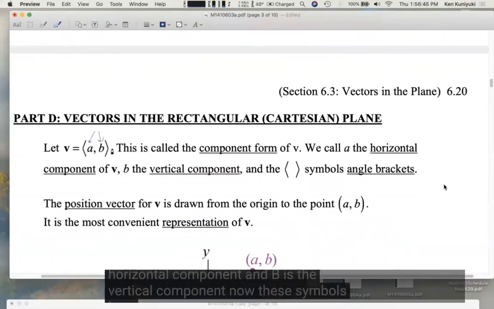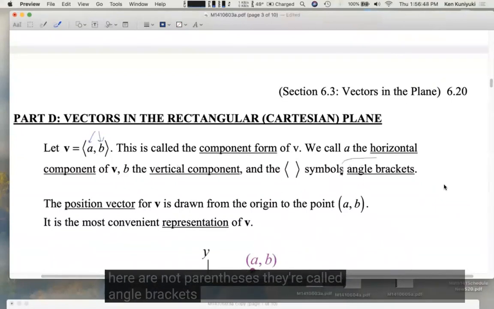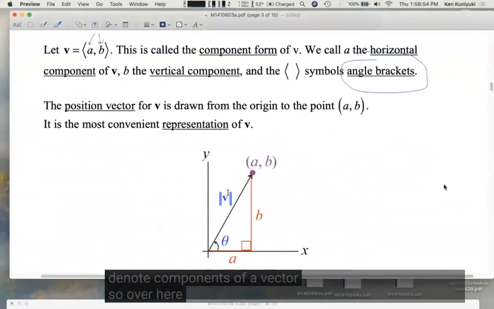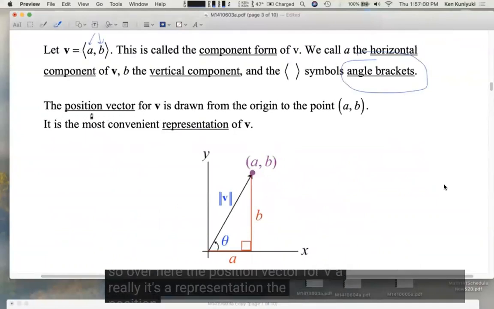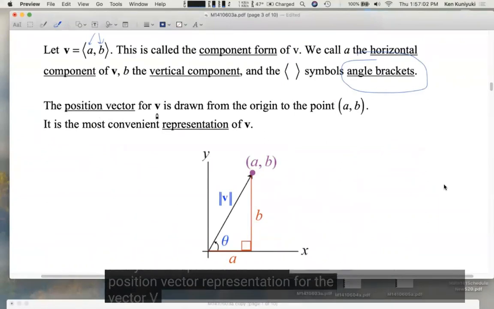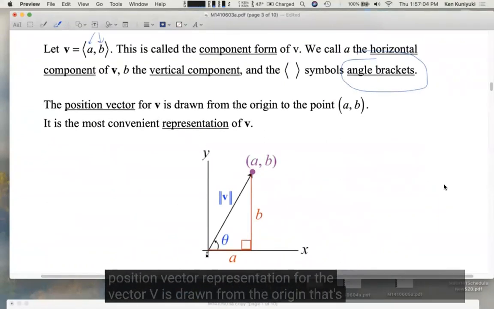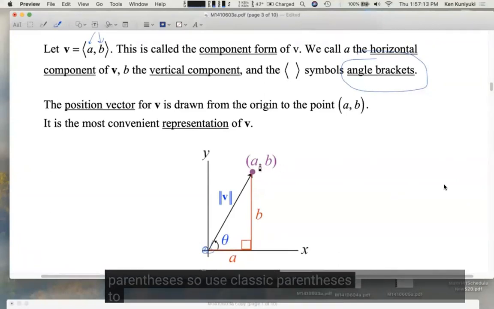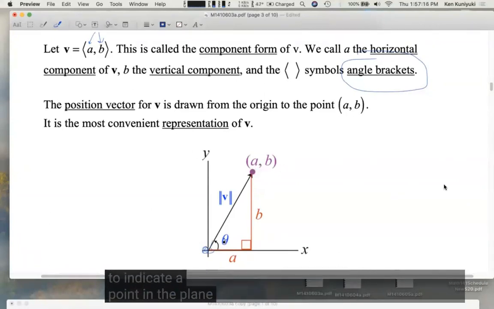Now, these symbols here are not parentheses. They're called angle brackets, and they're used to help denote components of a vector. So over here, the position vector representation for the vector V is drawn from the origin, that's the initial point, to the point (A, B) over here. That's using the classic parentheses. So we use classic parentheses to indicate a point in the plane.